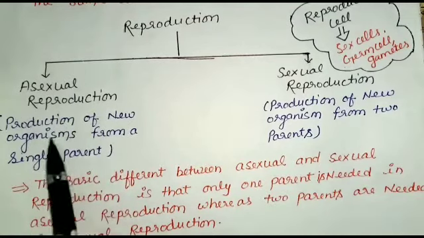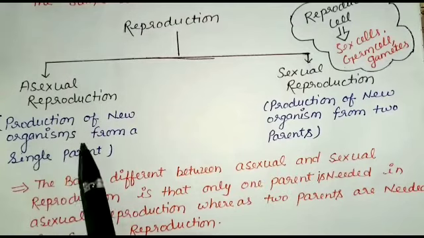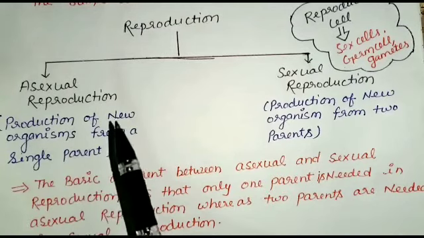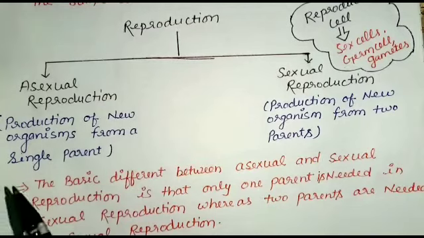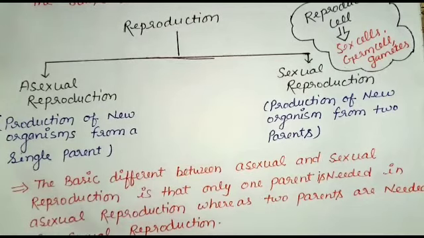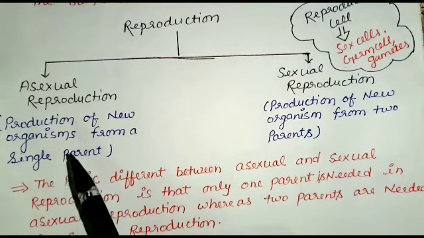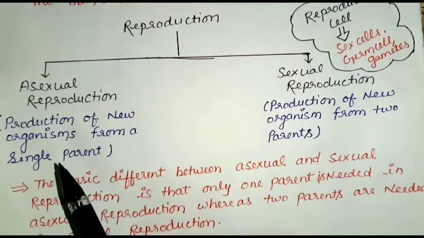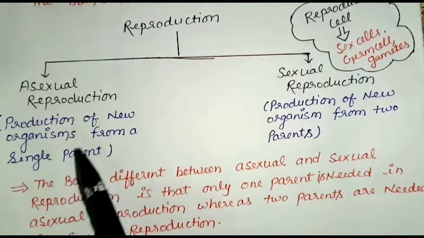Examples of asexual reproduction are binary fission in amoeba, budding in hydra, spore formation in rhizopus fungus, regeneration in planaria, fragmentation in spirogyra, and vegetative propagation in flowering plants like rose plants.